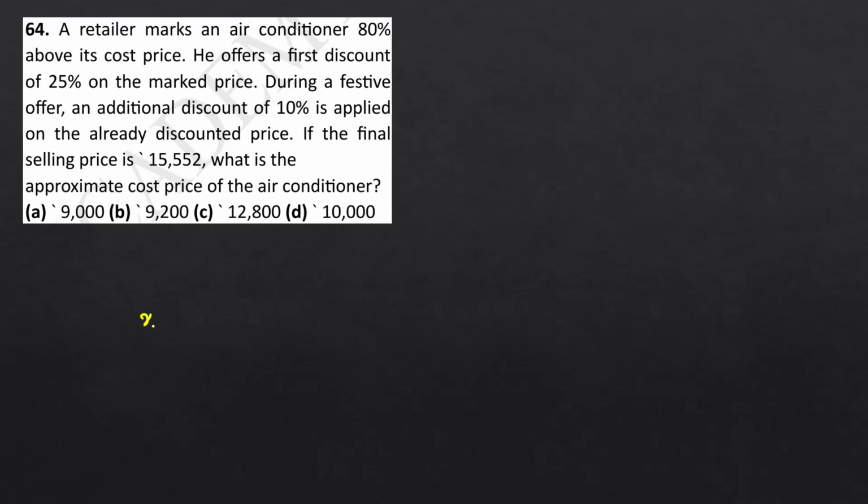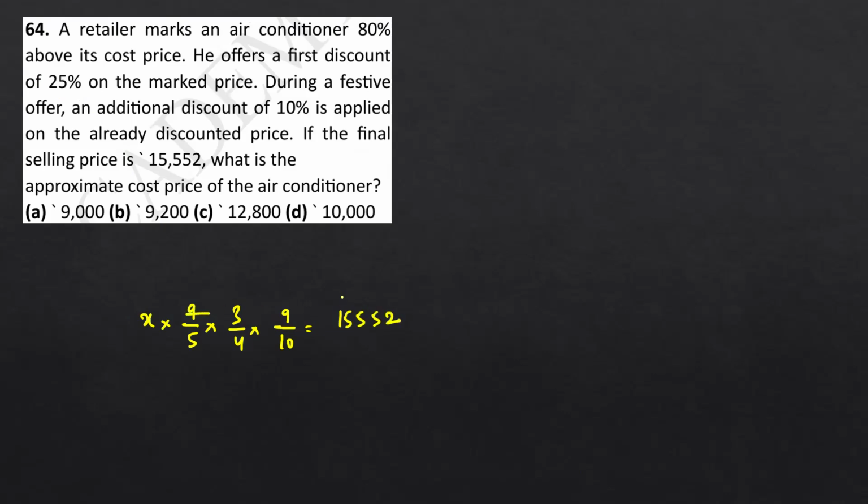You're increasing it by 80%. 80% means 180 by 100, which is 9 by 5. You're then discounting it by 25%. A 25% discount is 3 by 4. An additional 10% discount is again 9 by 10. You're selling it for 15552.